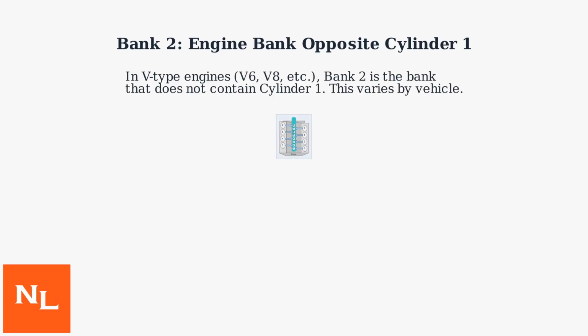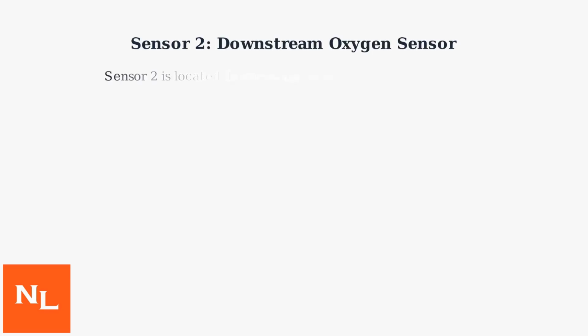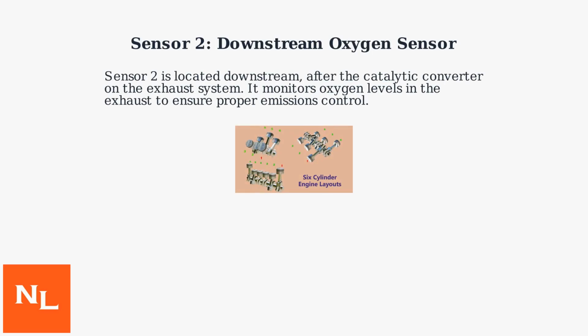Bank 2 refers to the engine bank opposite cylinder 1. In V-type engines like V6 or V8, cylinders are arranged in two banks. Bank 1 typically contains cylinder 1, while Bank 2 is the opposite bank. Sensor 2 is the oxygen sensor positioned downstream of the catalytic converter on Bank 2. This location allows it to monitor exhaust gases after they've passed through the converter, providing feedback for optimal air-fuel mixture and emissions performance.